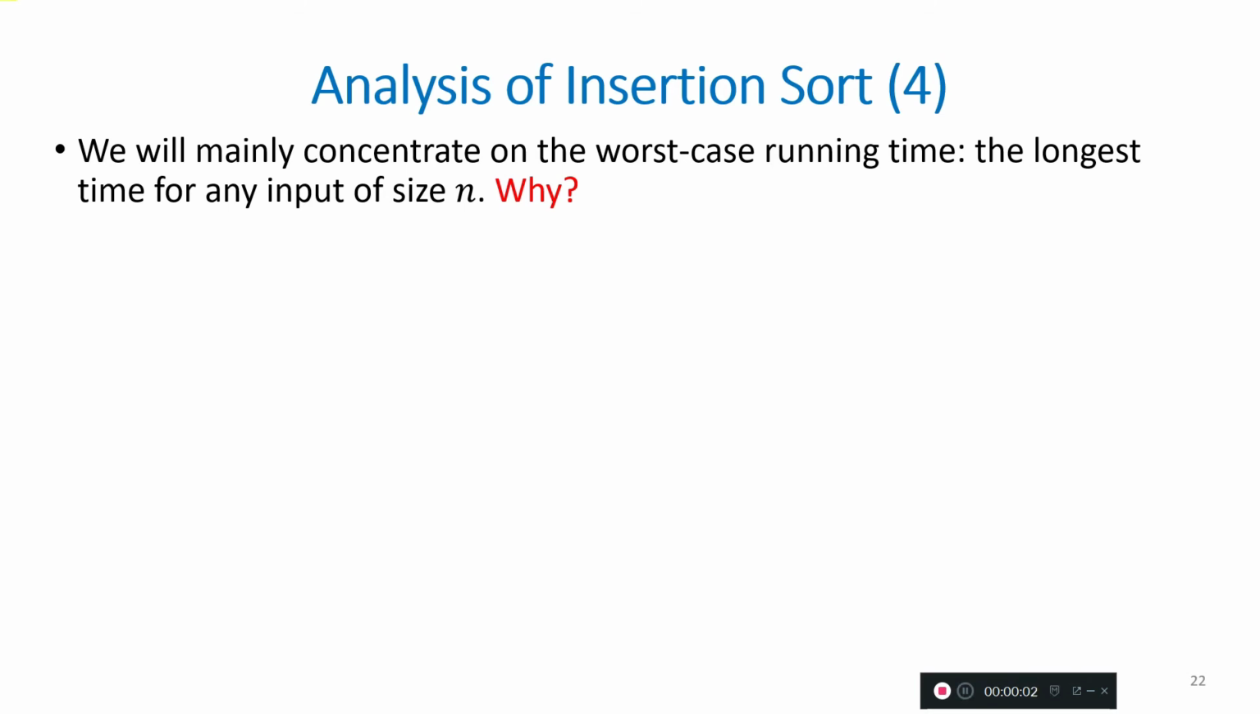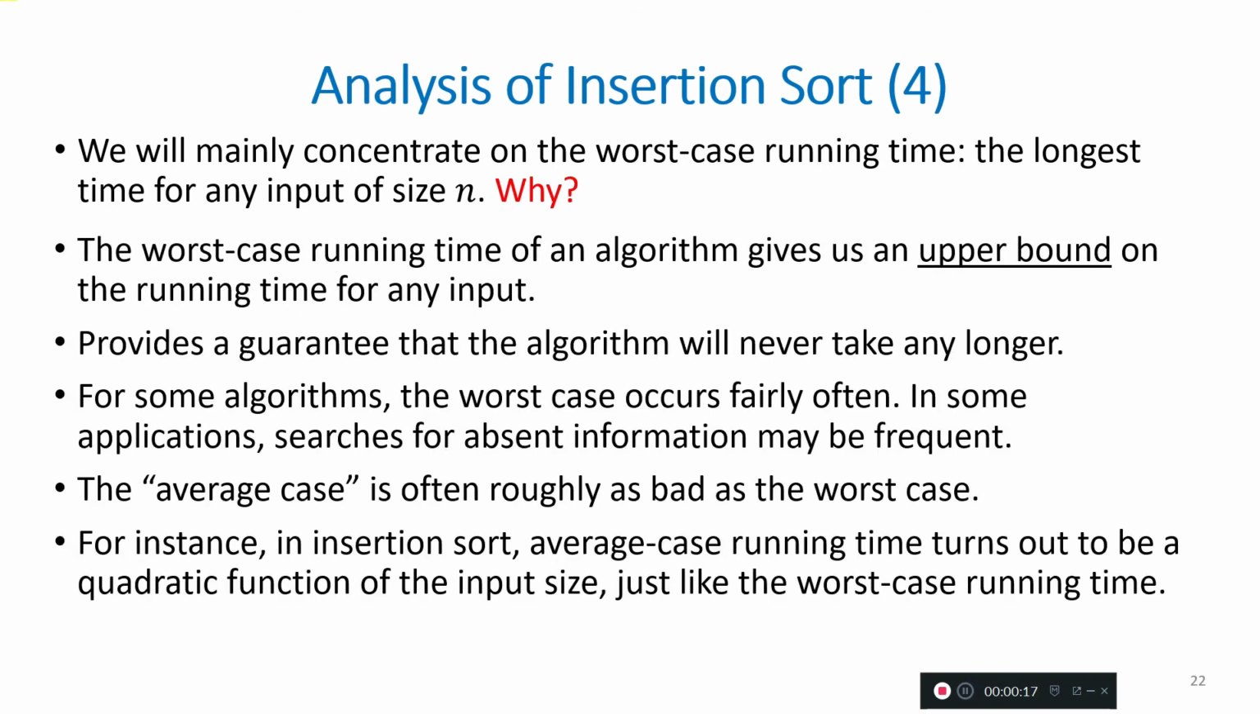Now that we have seen how to calculate the best case and worst case running time for the insertion sort, we would like to concentrate mainly on the worst case running time. That is the longest time for any input of size n to be sorted. And why is that? It's because the worst case running time of an algorithm gives us an upper bound on the running time for any input. That means if I know that the worst possible input to an algorithm would give me some time, then the algorithm would never take more time than that.